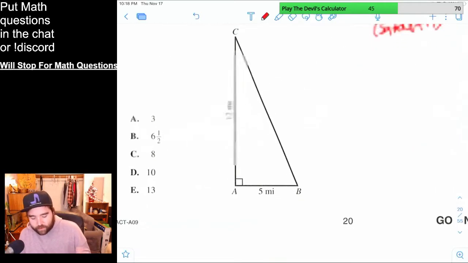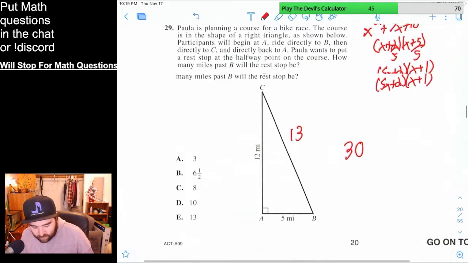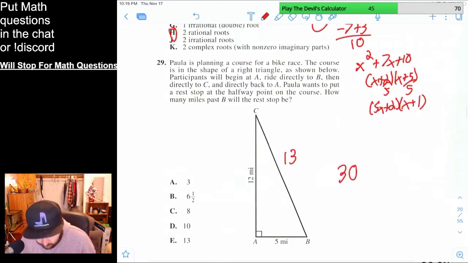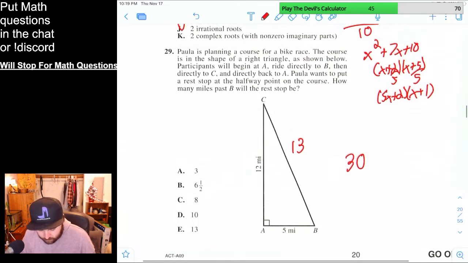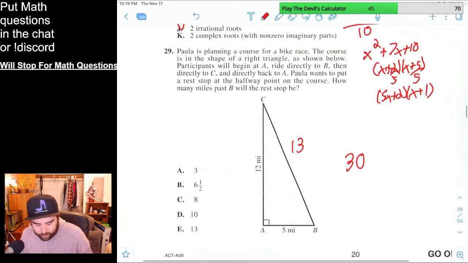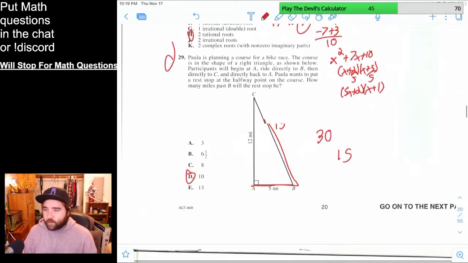So what's the whole thing? So this is a 5, 12, that means that's 13. So what's the whole length of the course? It's 12 plus 13 is 25. Plus 5 is 30. So it's 15 miles away. How many miles past B will the rest stop be? Wait, where are they starting? They're starting at A and they go to B. That makes sense. So 15 is halfway. So it's going to be 10 miles past B. That's a cool problem. I like that problem.